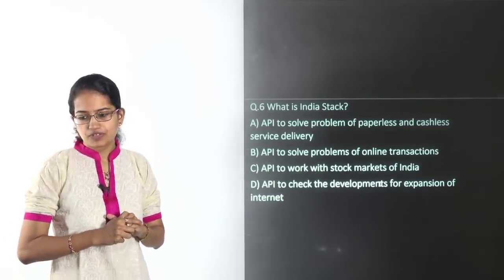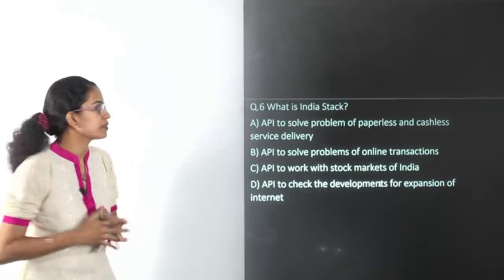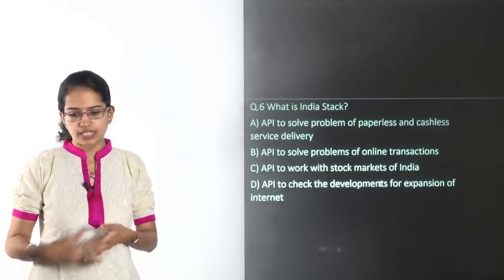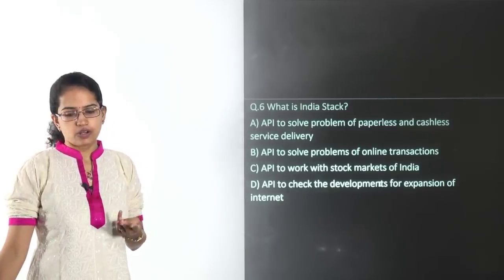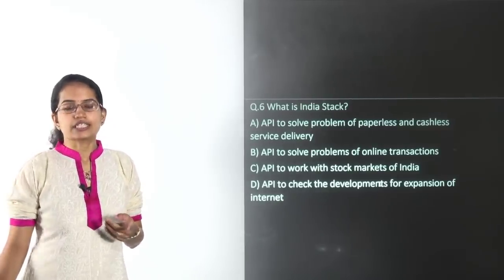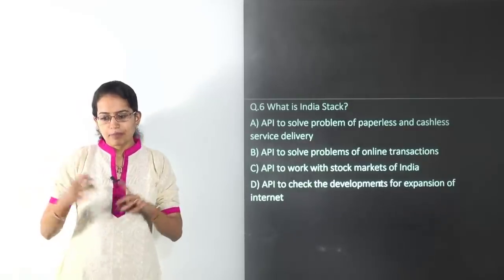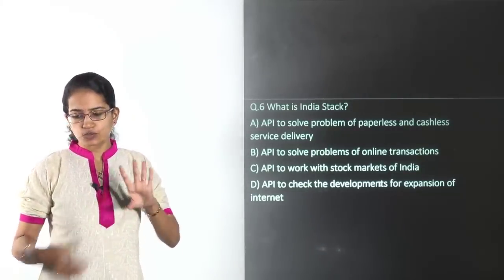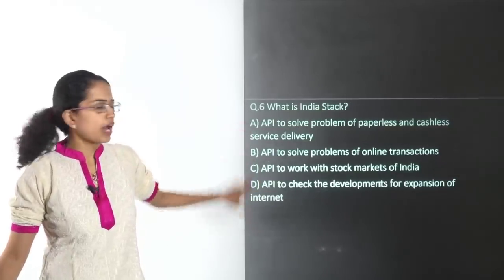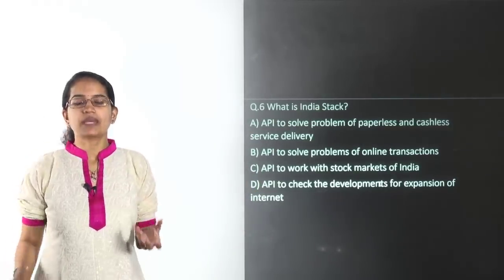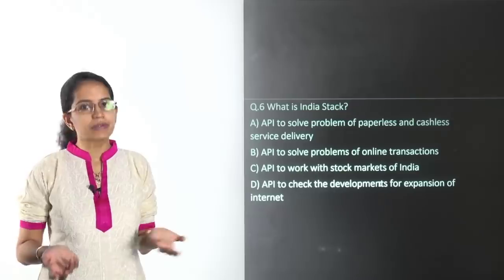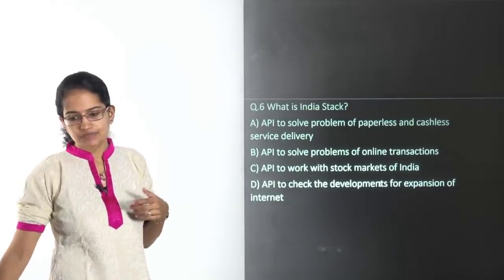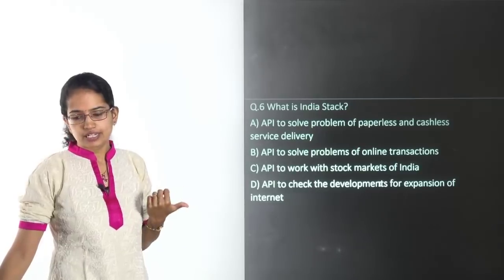Preeti has the first correct answer. It is an API to solve problems of paperless and cashless service delivery in India. So it has 4 distinct technologies that have been used. That is presenceless layer, paperless layer, cashless layer and consent layer. So those are the 4 pillars on which you have India Stack API. And API is basically an application program interface that has been put up to solve the issues of paperless and cashless delivery in India under the digital infrastructure model.